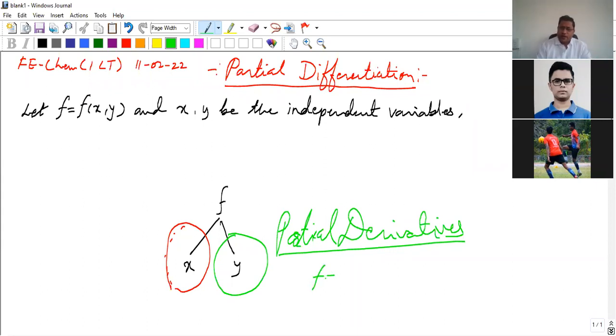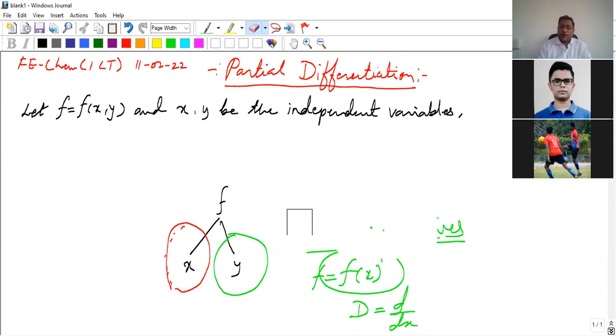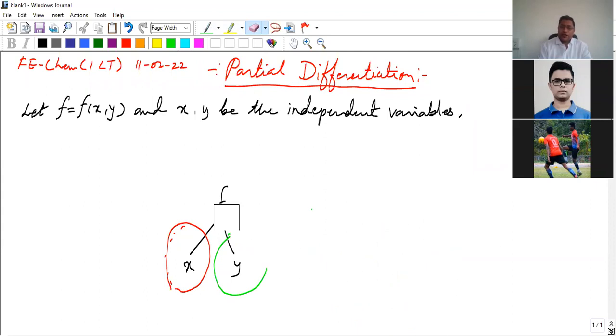And if f is a function of x only, then this is a total function, so that's why it is called the total derivative. We denote it by d by dx. And here we are considering the partial derivatives, so that's why we have a different notation.